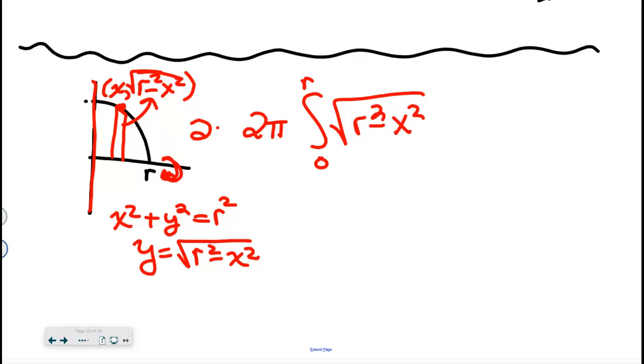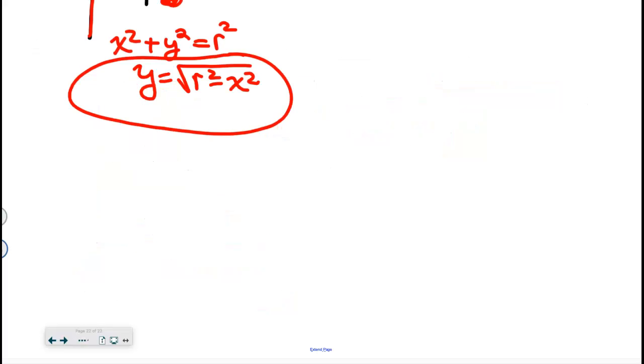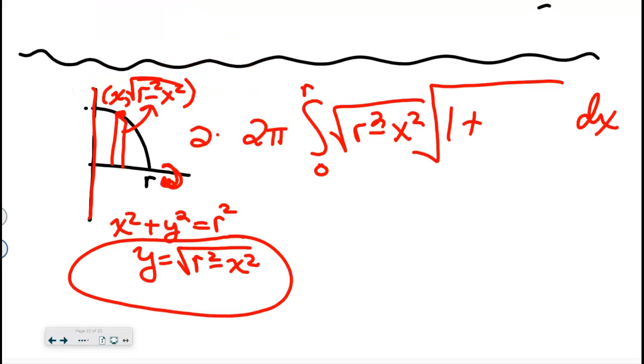Then I need that little piece of arc length. All right, let's go do it. It'll be the square root of 1 plus, gotta go do it. You guys go do it. Go do your dy dx. Here's your y. And again, r has to stay in here because this formula has to work for any value of r. All right? So we're going to take that derivative.